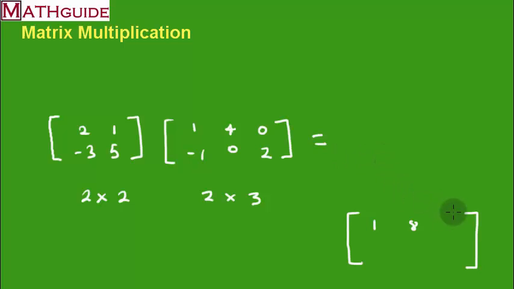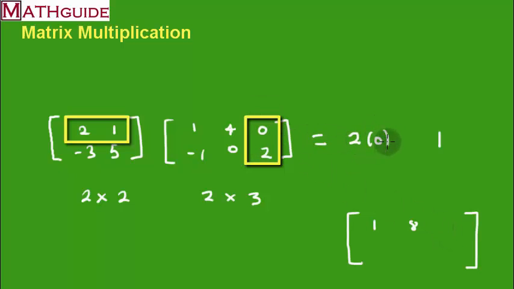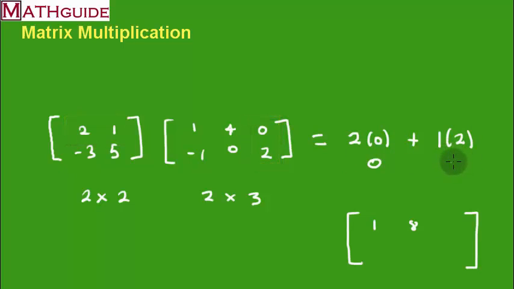Okay, let's resume. In our next value, you can see here it's the first row, third column. So let's go to the first row, 2 and 1, and let's go to the third column, 0 and 2. Multiply, multiply, add, you get 2. Okay, let's clear the space.